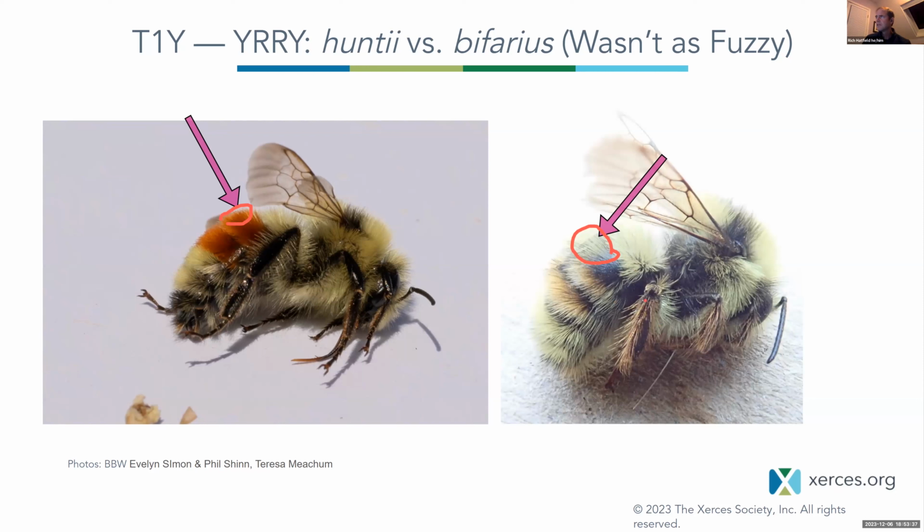The other thing that we often look for is on the sides of where the corbicula would be in the females. It's almost always red in Bombus bifarius, and it can be sort of pale colored in some of the other species, but it's really red or amber on Bombus bifarius. So those are good characters to look for as well.